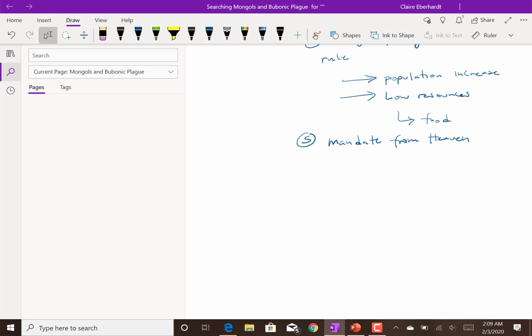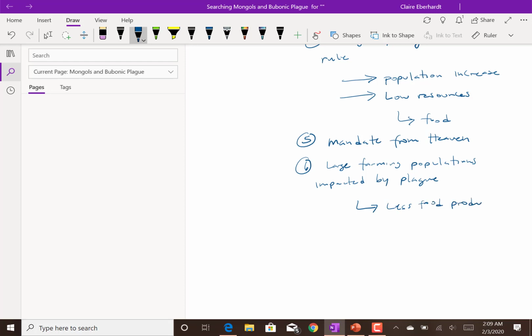Then the other thing that you have is just the large populations, and in one province, they had like 90% of the population killed by the 1350s. And so it certainly created significant losses in certain regions. And this is going to be the same everywhere. But when you have large farming populations impacted by the plague, the problem that happens with this, right, is then you have less food production. And we already saw the problem that happens when you have less food production.